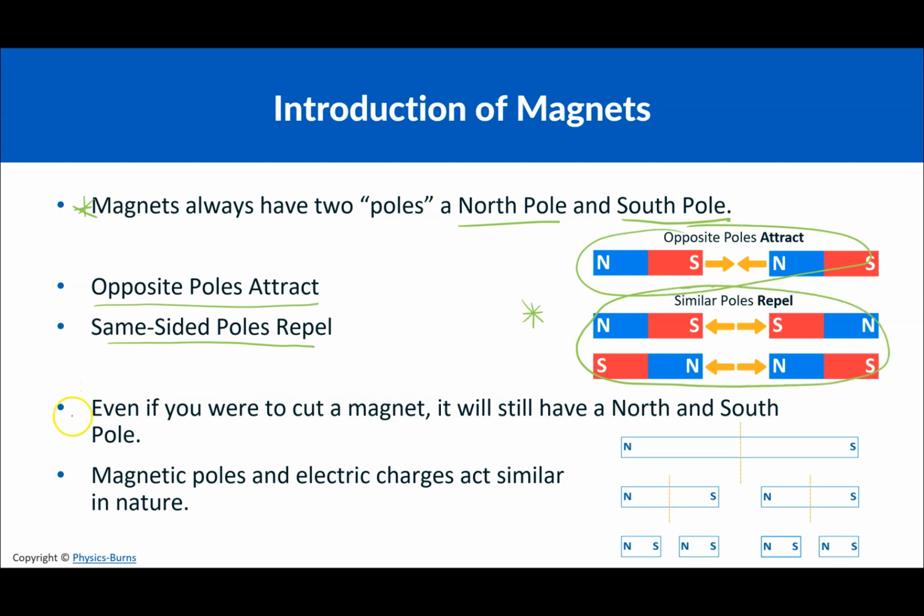Even if you were to cut a magnet, it will still have a north and south pole. If we cut it down the middle, these two smaller pieces will still have a north and south. If you cut it again, the smaller pieces will have a north and south. You can't cut one of the poles out. If you cut a magnet, it'll still have a north and a south pole. Magnetic poles and electric charges act similar in nature.